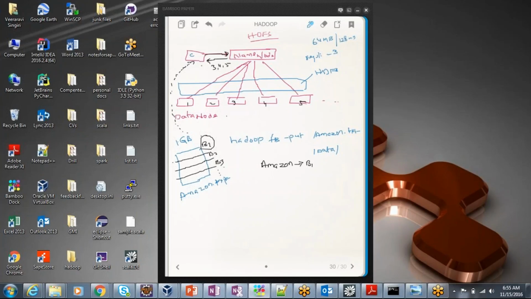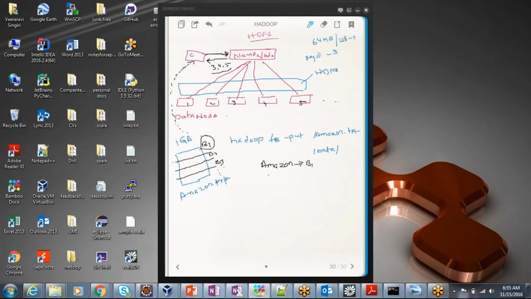Let's assume that the client is here. Whoever is near to the client comes first. So based on the network distance from the client, it will sort the IP addresses. Then it will give them to the client, right?